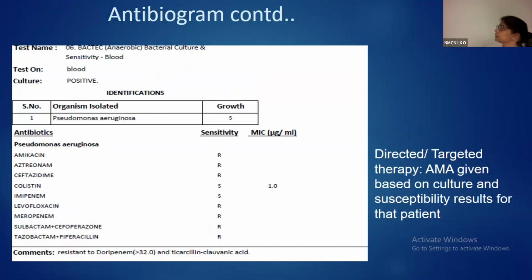Now this picture shows the patient-specific antibiogram, which is for a particular patient for a particular isolate. And the susceptibility rates for that single isolate have been specified in this. So we can switch from empirical therapy to targeted therapy based on this specific antibiogram for that patient.